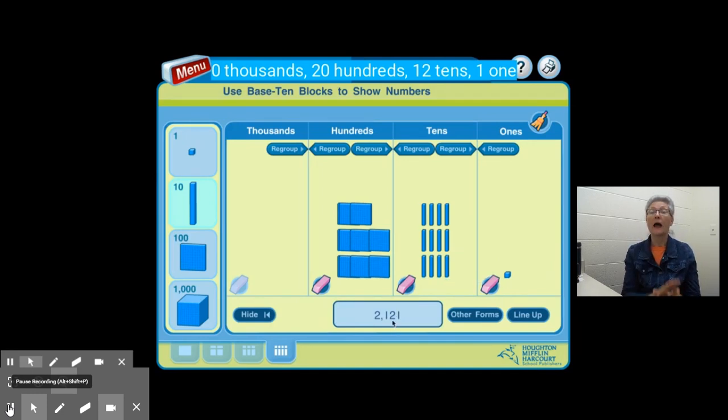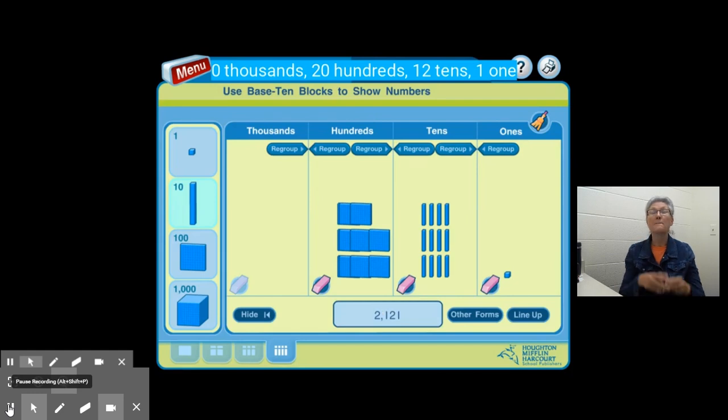So this again is another way that we could represent 2,121. It still has a value of 2,121. It is just not broken down in the place values that we have represented in the standard form.